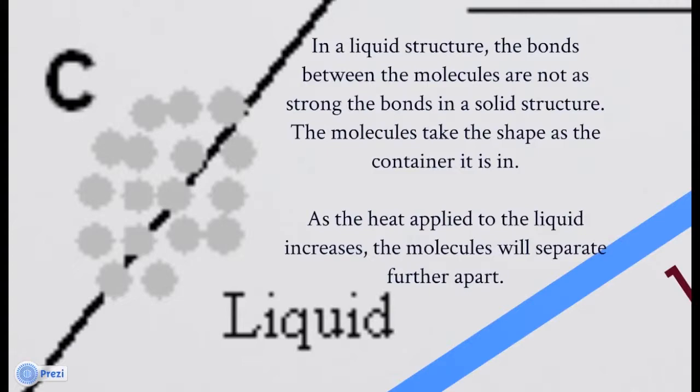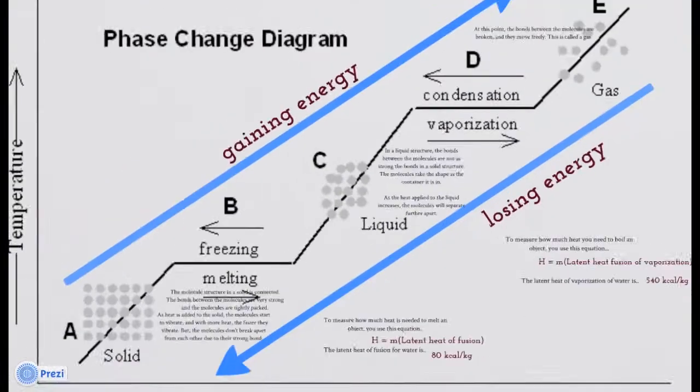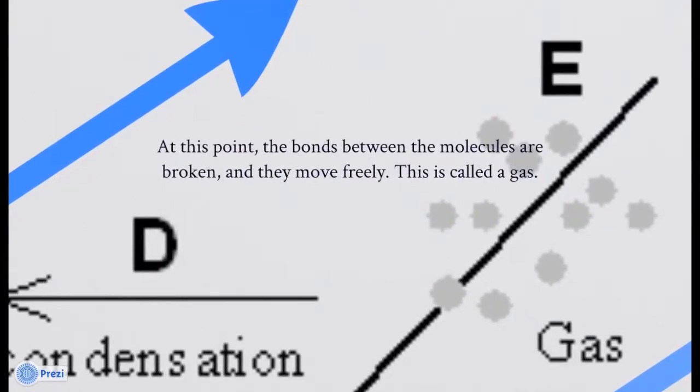In a liquid structure, the bonds between the molecules are not as strong as the bonds in a solid structure. The molecules take the shape of the container it is in. As the heat applied to the liquid increases, the molecules will separate further apart. At this point, the bonds between the molecules are broken and they move freely. This is called a gas.